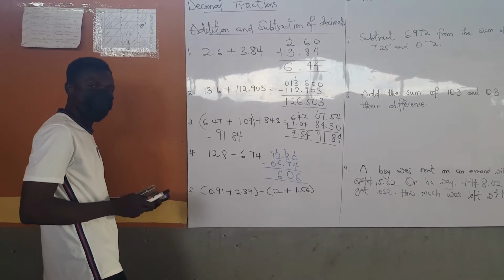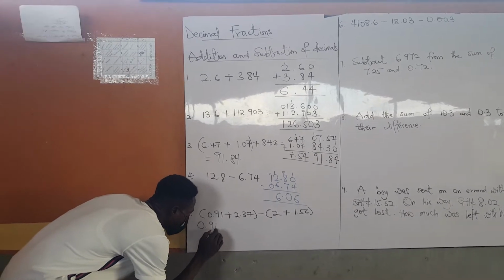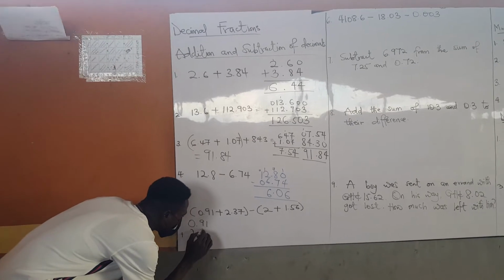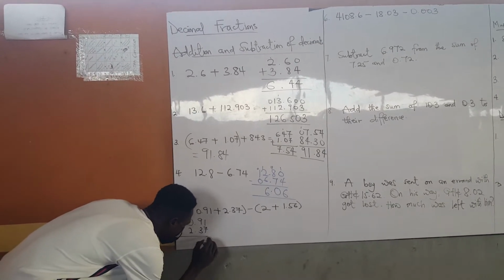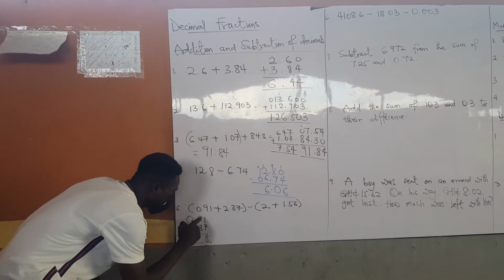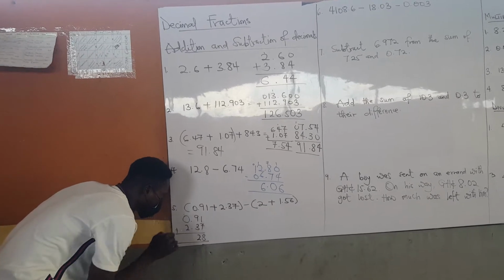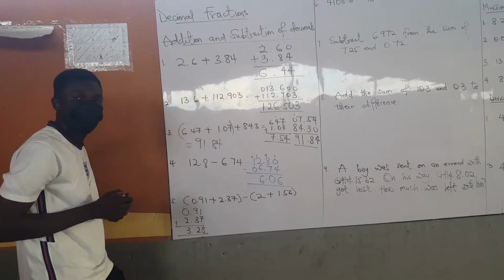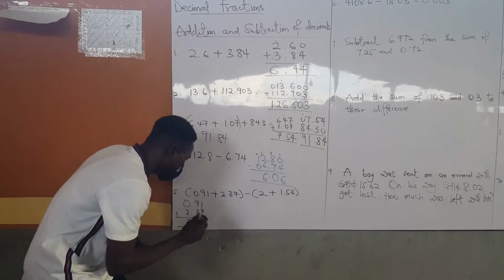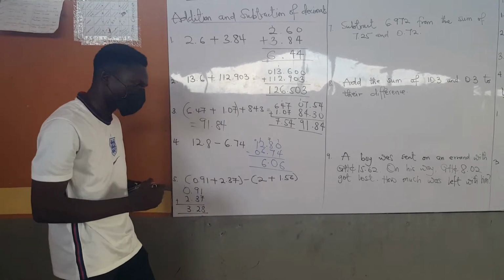The first one, I'm adding. So I'm going to say 0.91 plus 2.37. Putting this together is going to give us 8. 9 plus 3 is 12. So 2, remember 1. This becomes 3.28. So the bracket for this one will be 3.28.